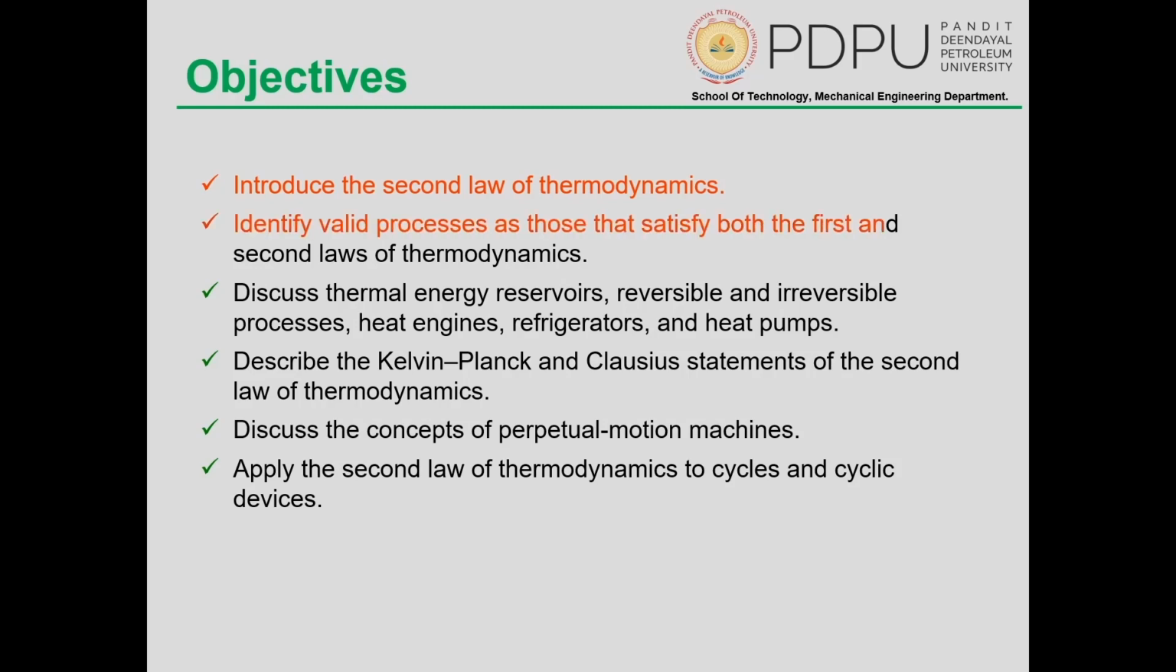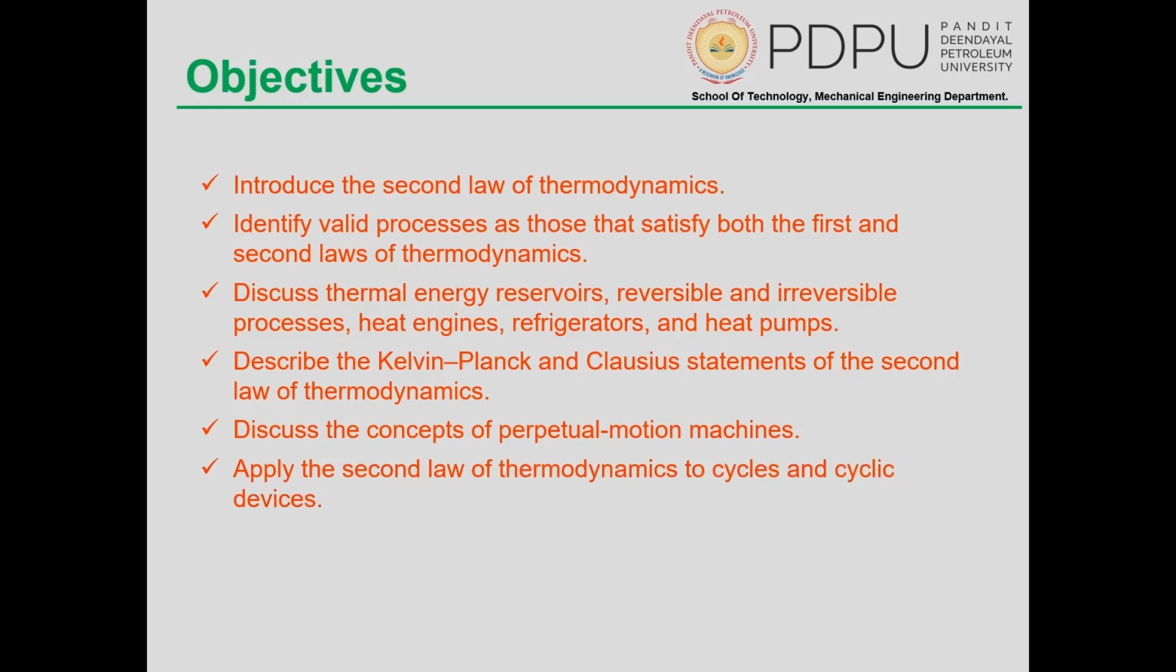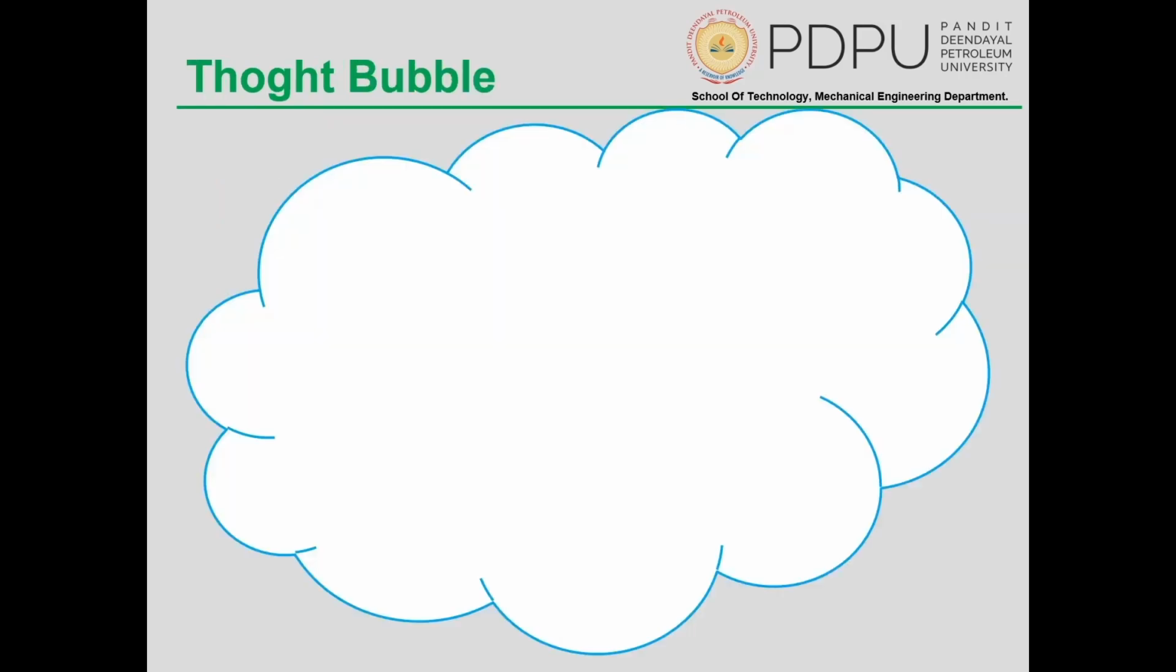We will also be identifying valid processes which satisfy both the first and second law. We will also discuss thermal energy reservoirs, reversible and irreversible processes, heat engines, refrigerators and heat pumps, and we will describe the Kelvin-Planck and Clausius statements of the second law of thermodynamics. We'll also discuss the concept of perpetual motion machines, and lastly we will apply the second law of thermodynamics to cycles and cyclic devices. Okay, so having said these objectives, let's start.